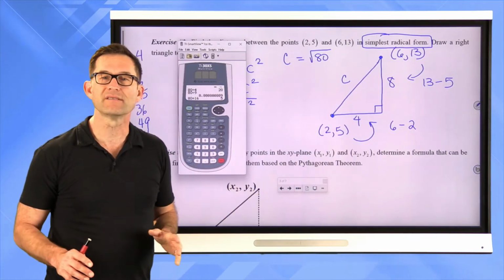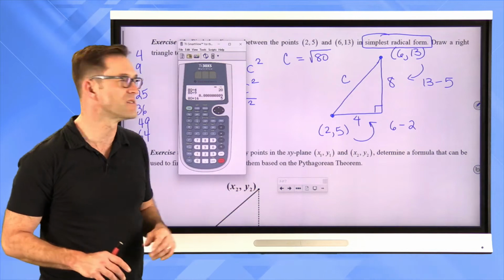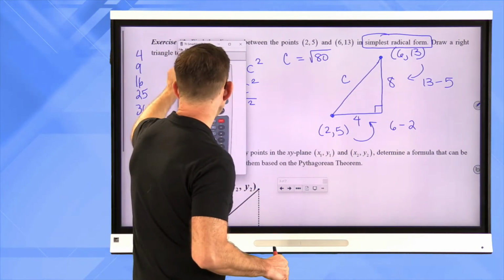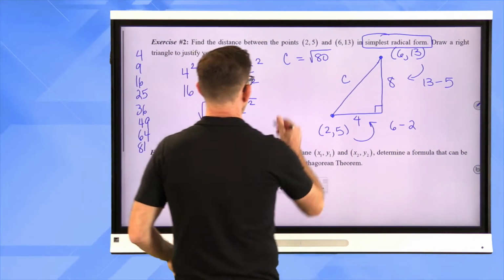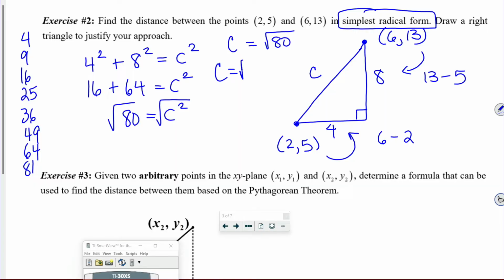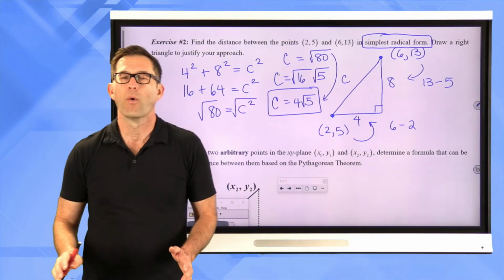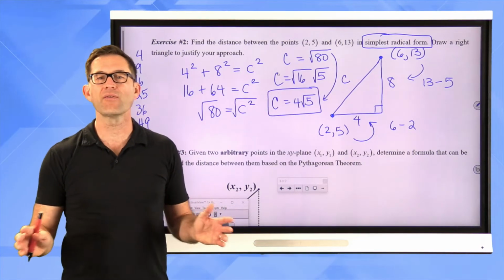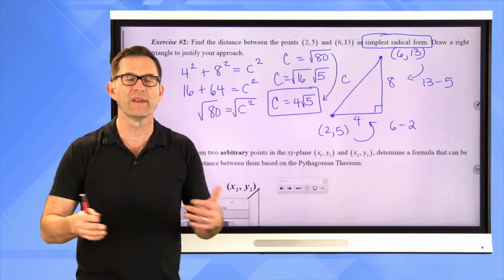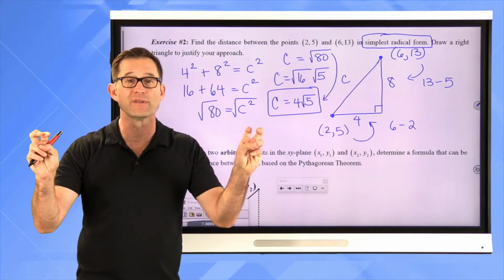So 80 divided by 16, 16 is a factor of 80, and in fact it goes in 5 times, so c is the square root of 16 times the square root of 5, and c is 4 root 5. Now again, none of what we just did from that step down to that step has anything to do with distance or the Pythagorean theorem or anything like that.